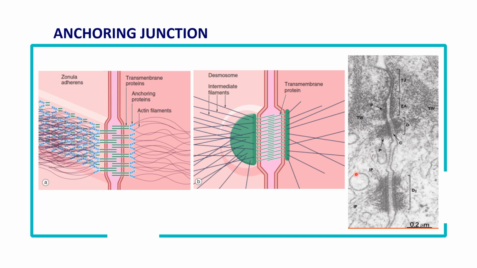In the electron microscope, you can see that this is the tight junction. Below the tight junction, there are zonula adherens, and there are some desmosomes.